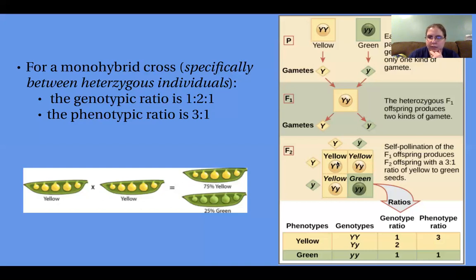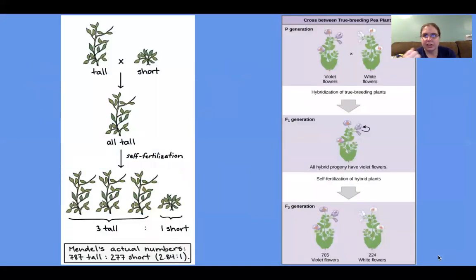So we have 1 out of 4 chances of being big Y, big Y, 2 out of 4 chances being big Y, little y, and 1 out of 4 chances being little y, little y. So 1-to-2-to-1, the genotypic ratio. The phenotypic ratio, 3 out of 4 boxes are yellow, 1 out of 4 is green. So the 3-to-1 ratio. All right, again, just another example, kind of showing what we've been talking about.